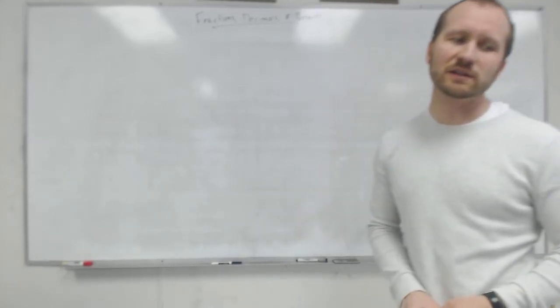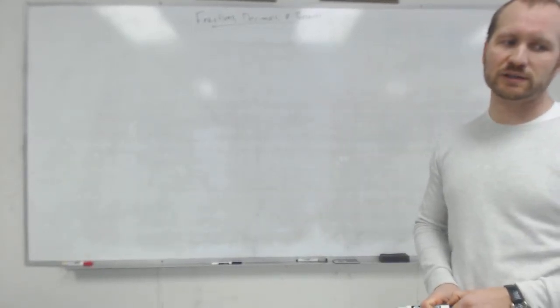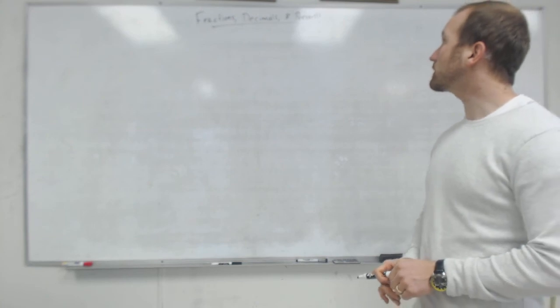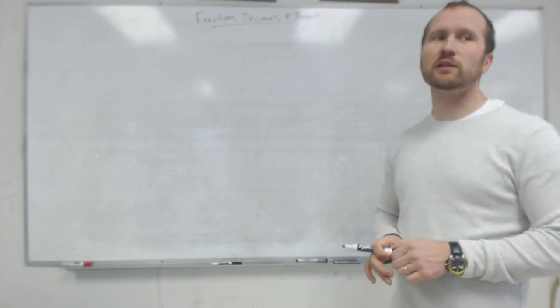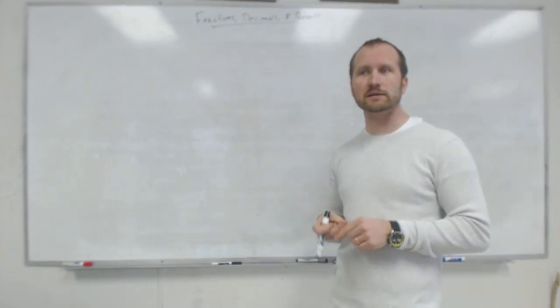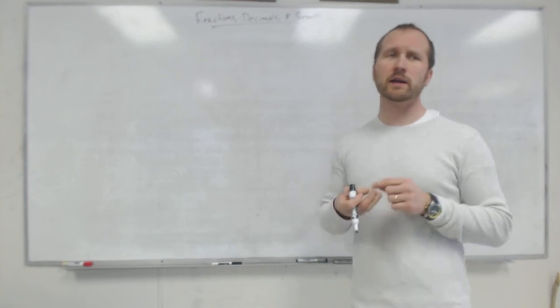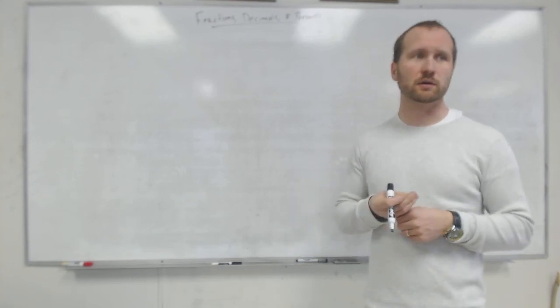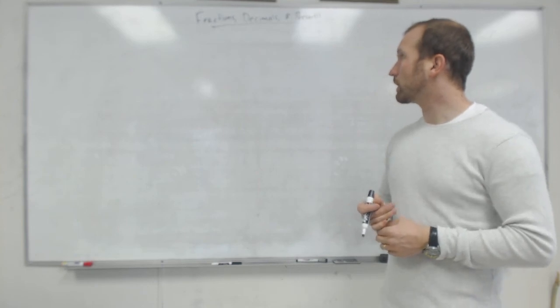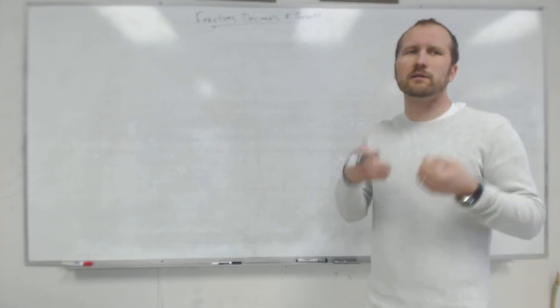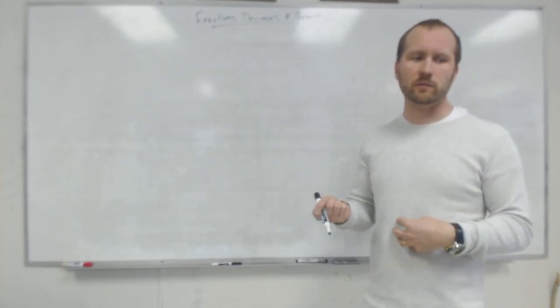Here we go. Fractions, decimals, and percents. So fractions, decimals, and percents are really three different ways of writing the same thing, which is showing a number that's not a perfect integer. Right? What we're going to talk about is how do we convert between these different forms.